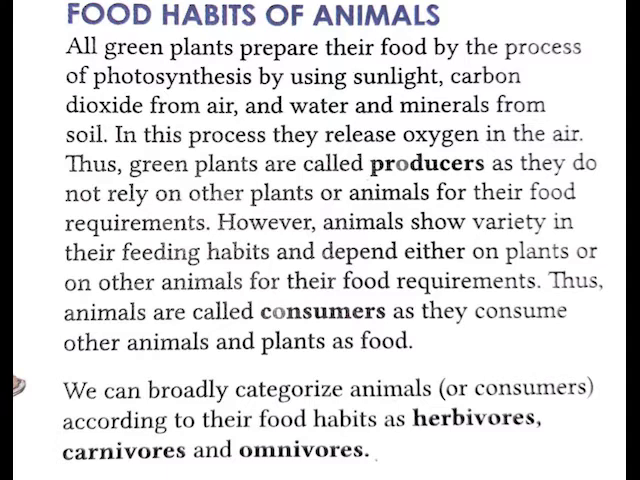Next is consumers. The animals depend upon plants and animals for their food requirement. These are called the consumers. Consumer means they consume other animals and plants as food. Consumers are categorized according to their food habits as herbivores, carnivores, and omnivores.